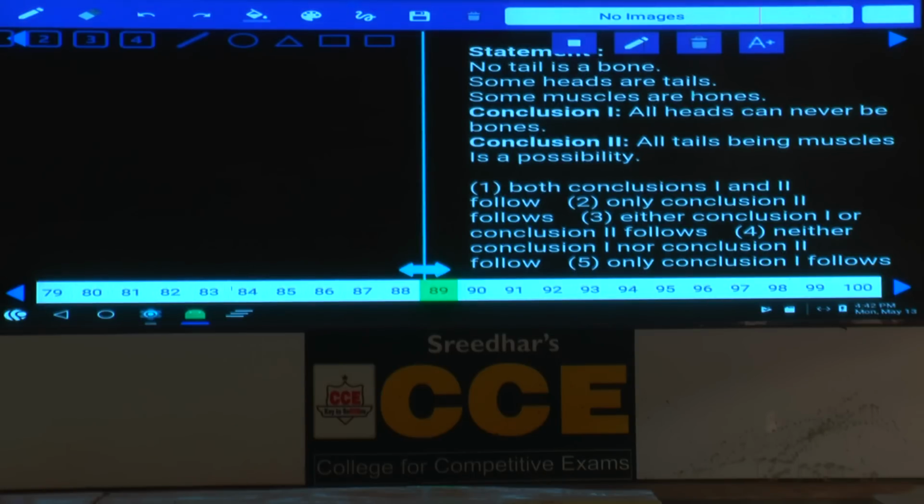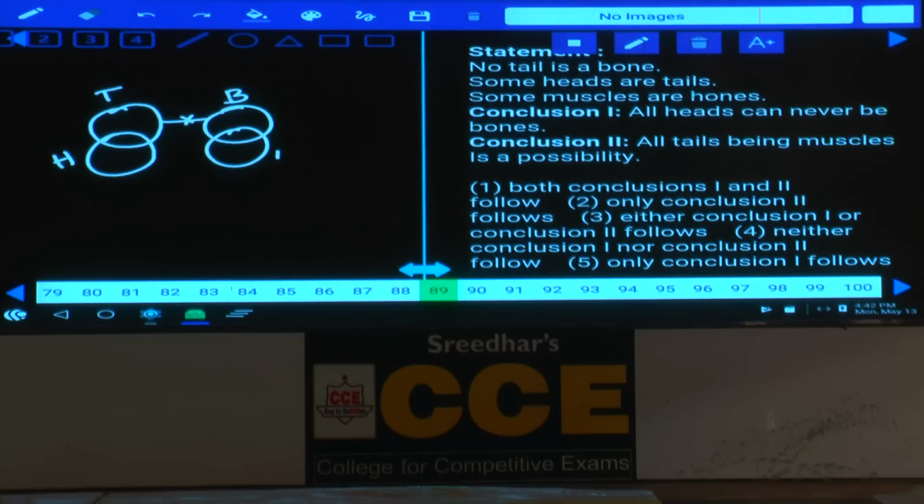Then question number 89. No tail is bone. Tail and bone, no intersection between these two. And next one, some heads are tails. And some muzzles are bones, which can be written like this, muzzle and bone.